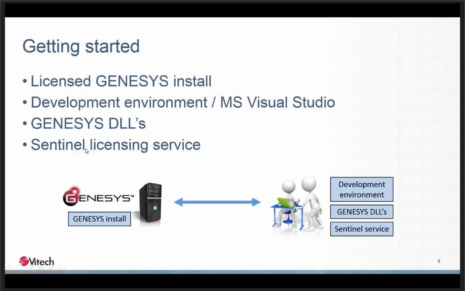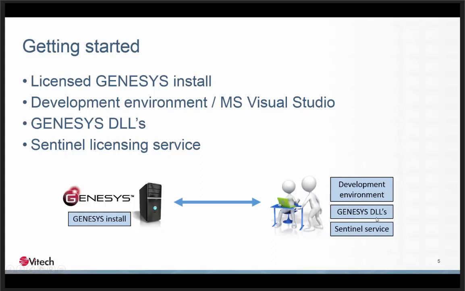Okay, lastly, we are going to need our Sentinel licensing service running. Sentinel is, of course, the licensing mechanism for Genesys, and an API app is going to have to ping that to ensure it has proper access into a Genesys install. We, of course, don't want any apps to be able to connect to your Genesys data. Okay, so kind of straightforward there.